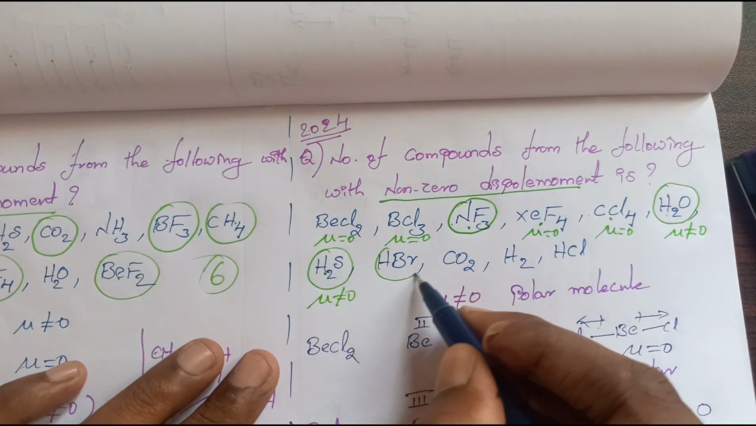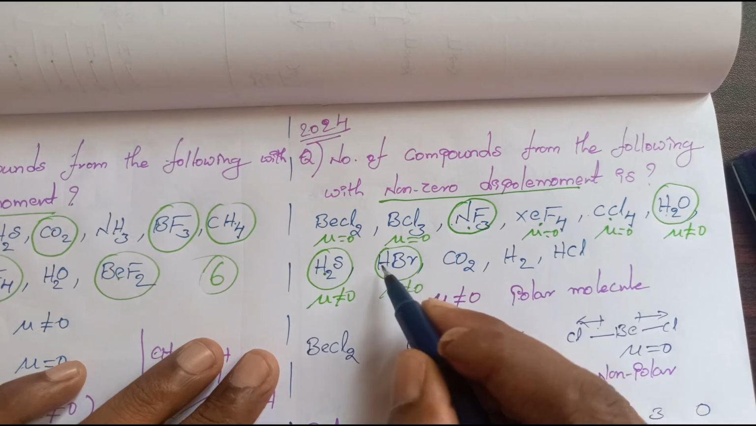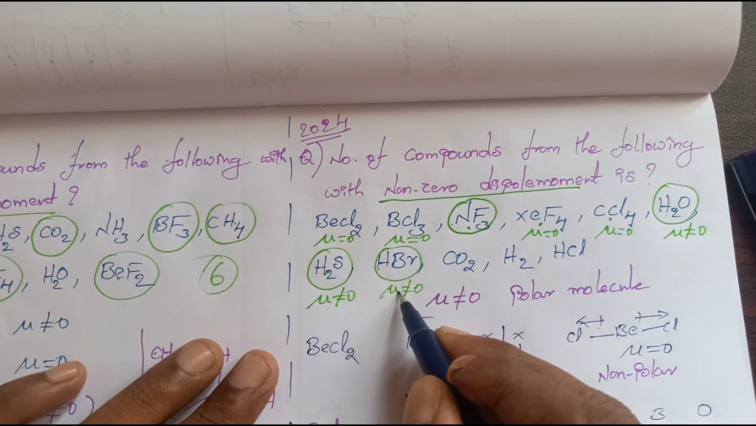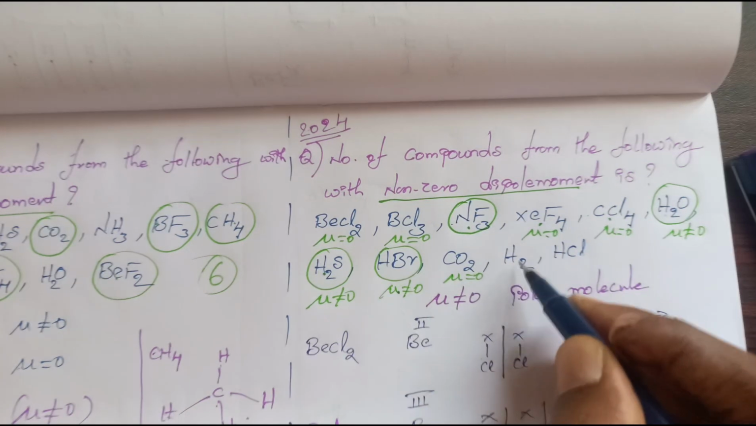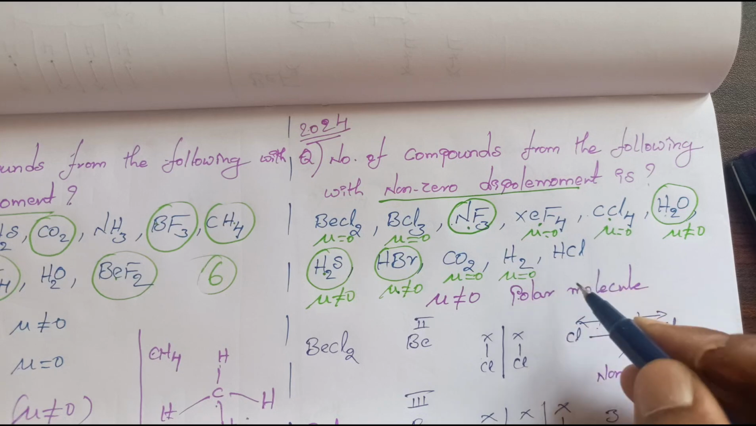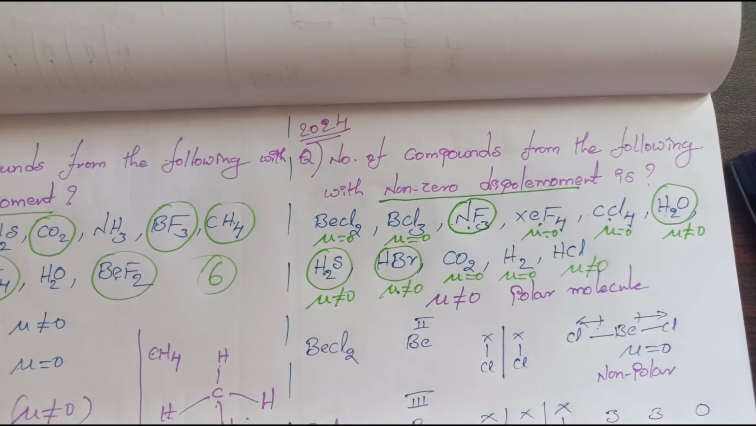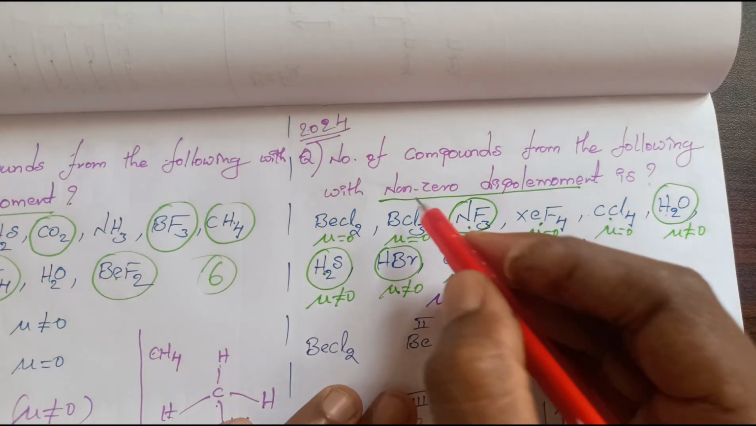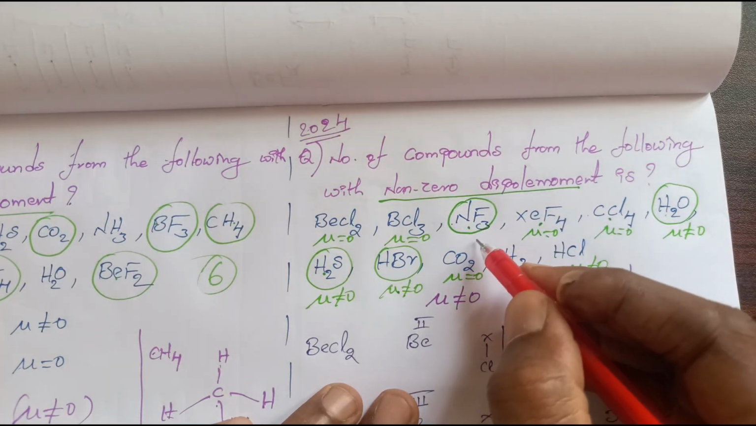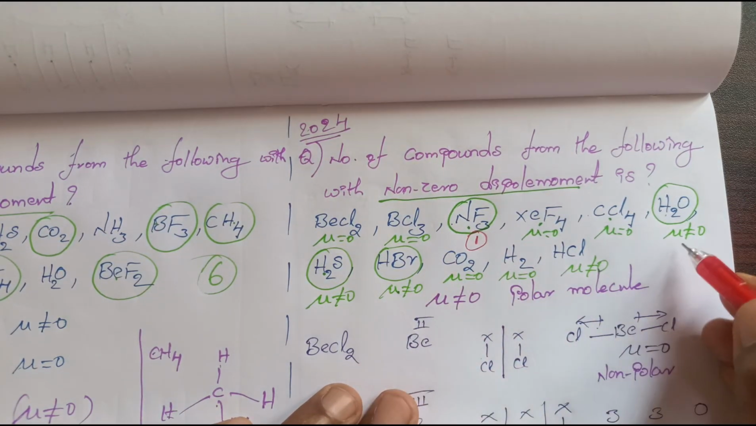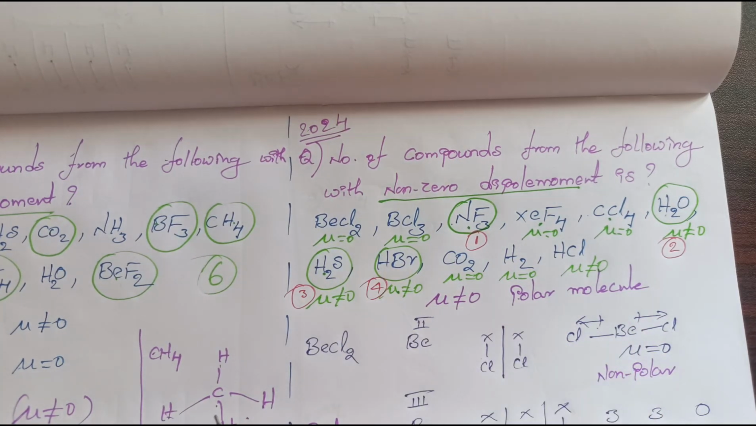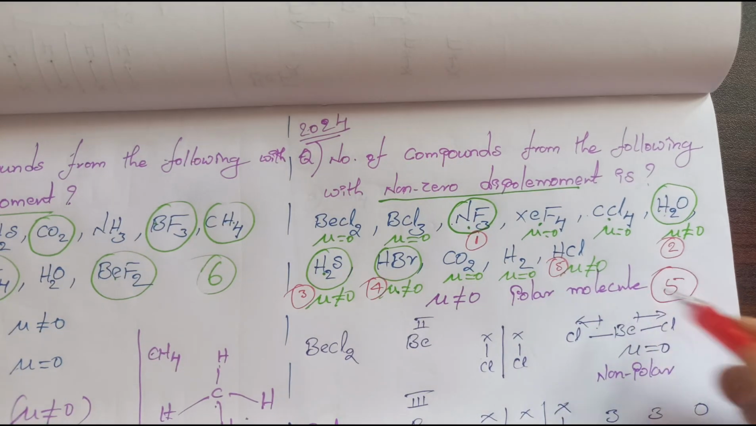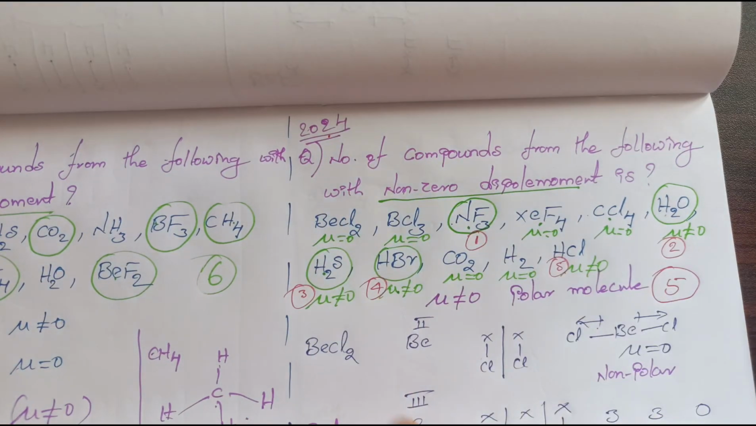Next, HBr. Bromine is the more electronegative element, the bonding electrons move to the bromine side, dipole moment not equal to 0, it is a polar molecule. CO2 is linear shape, dipole moment 0. H2 is a homodiatomic molecule, dipole moment 0. HCl dipole moment not equal to 0. So among the given molecules, those with non-zero dipole moment are 1, 2, 3, 4, 5. Overall 5 molecules are there. So this is the 2024 mains question, students.